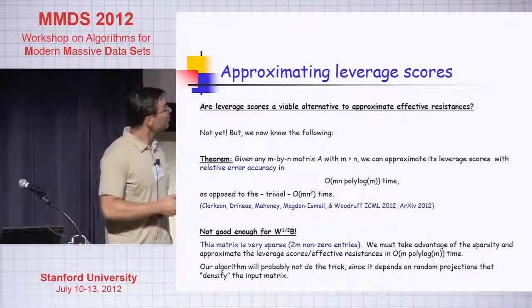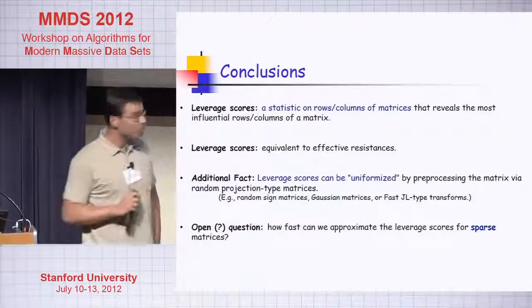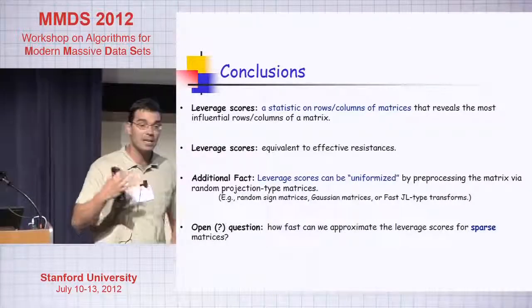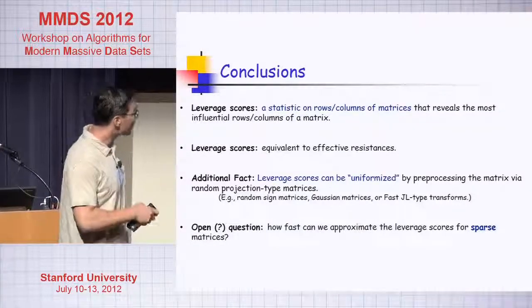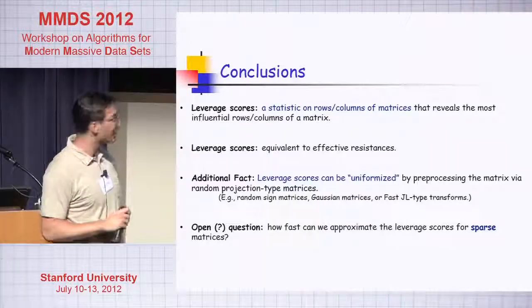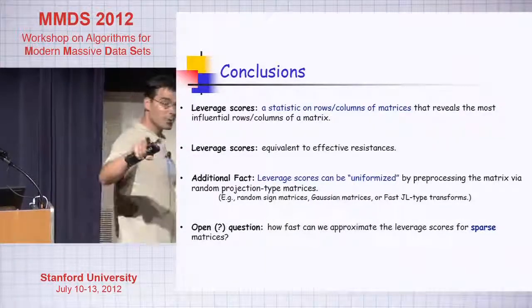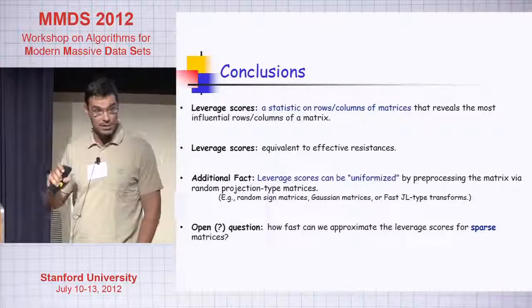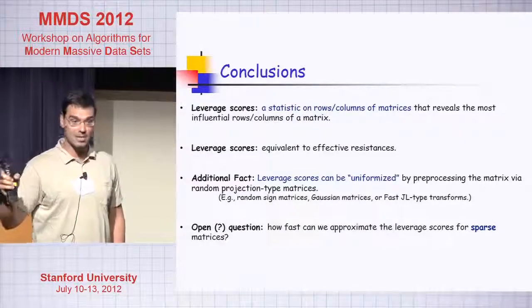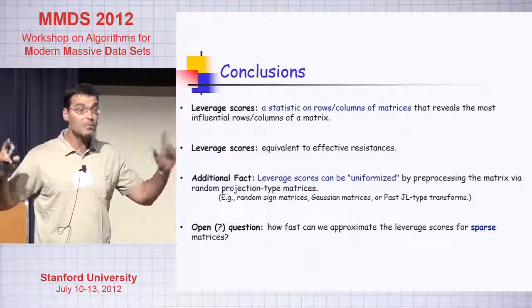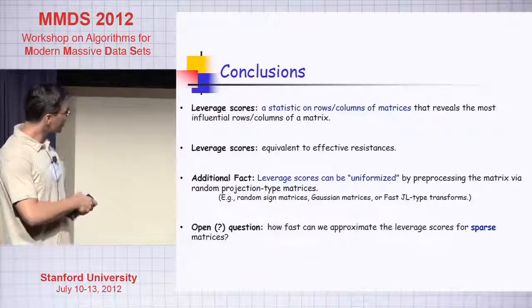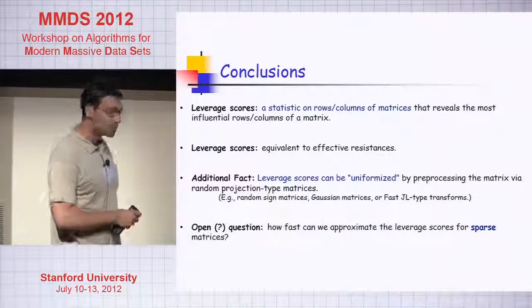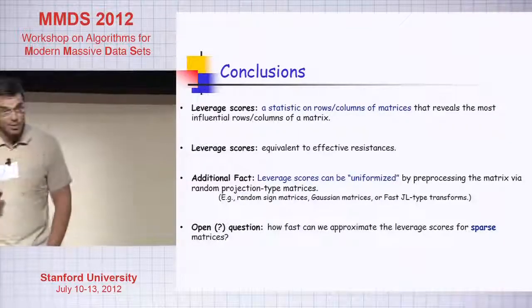And it's time for me to conclude. So leverage scores, a statistic on rows and columns of a matrix, reveal, if you want, influential rows and columns in the matrix, and are equivalent to effective resistances for the setting of graph Laplacians. You can uniformize the leverage scores. Michael will talk a bit about this, by preprocessing with random projection matrices. So you can get rid of the non-uniformities, but you have to precondition. And the open question is, how fast can we approximate the leverage scores for sparse matrices? I have a question mark here because I think David actually has answered this question, and I think that's what he's going to talk about in his talk later on. So thank you very much for your attention, and I'll be happy to take questions.